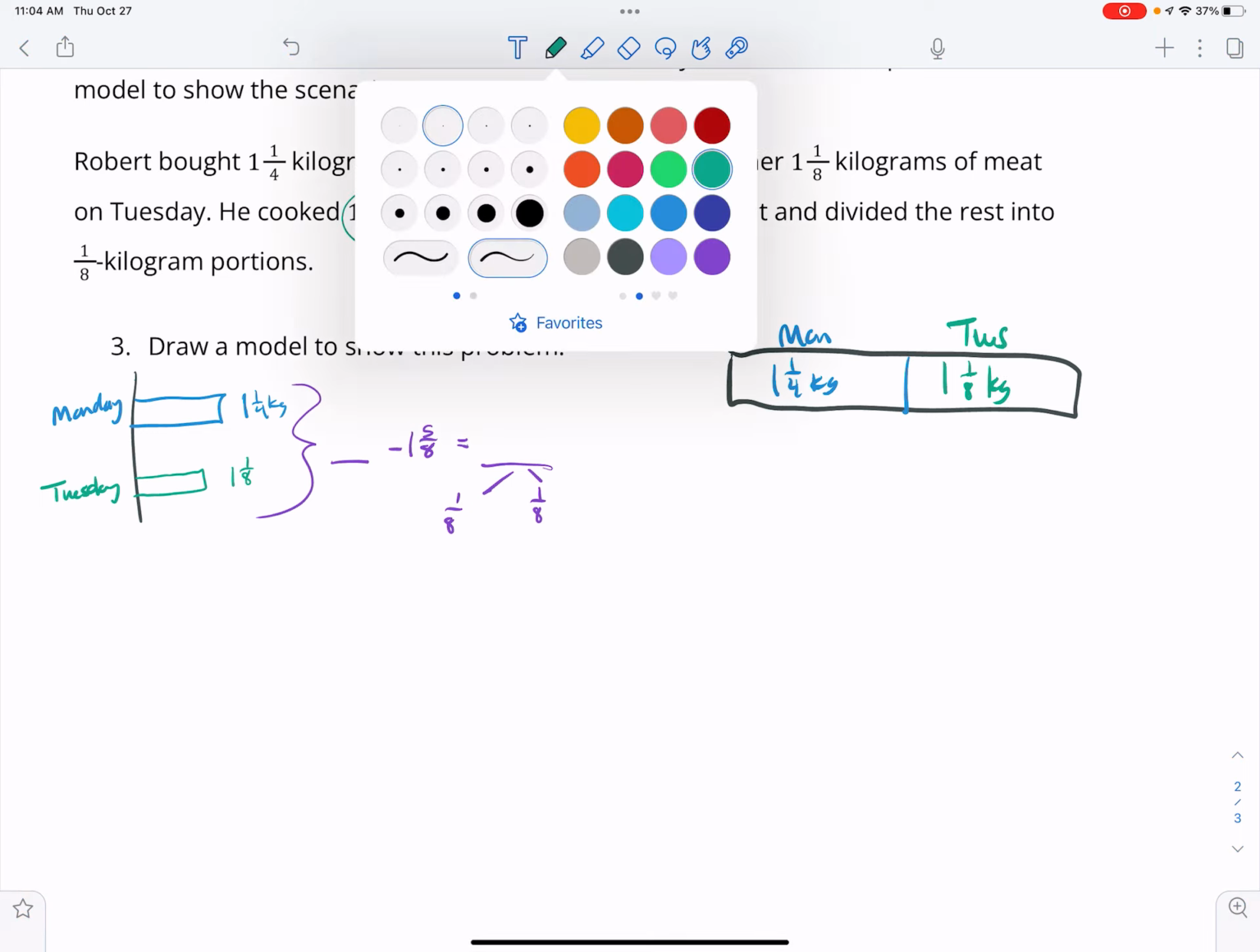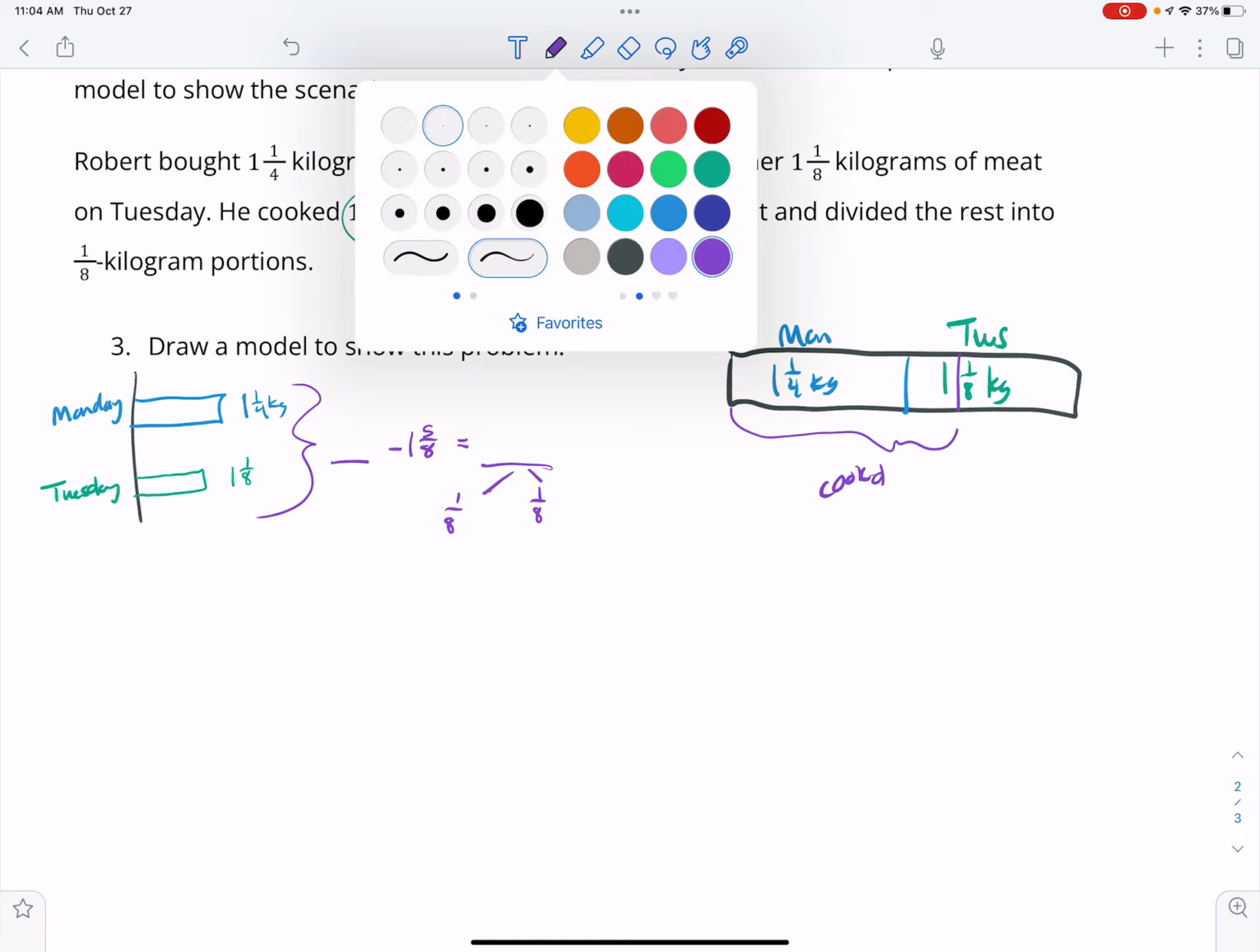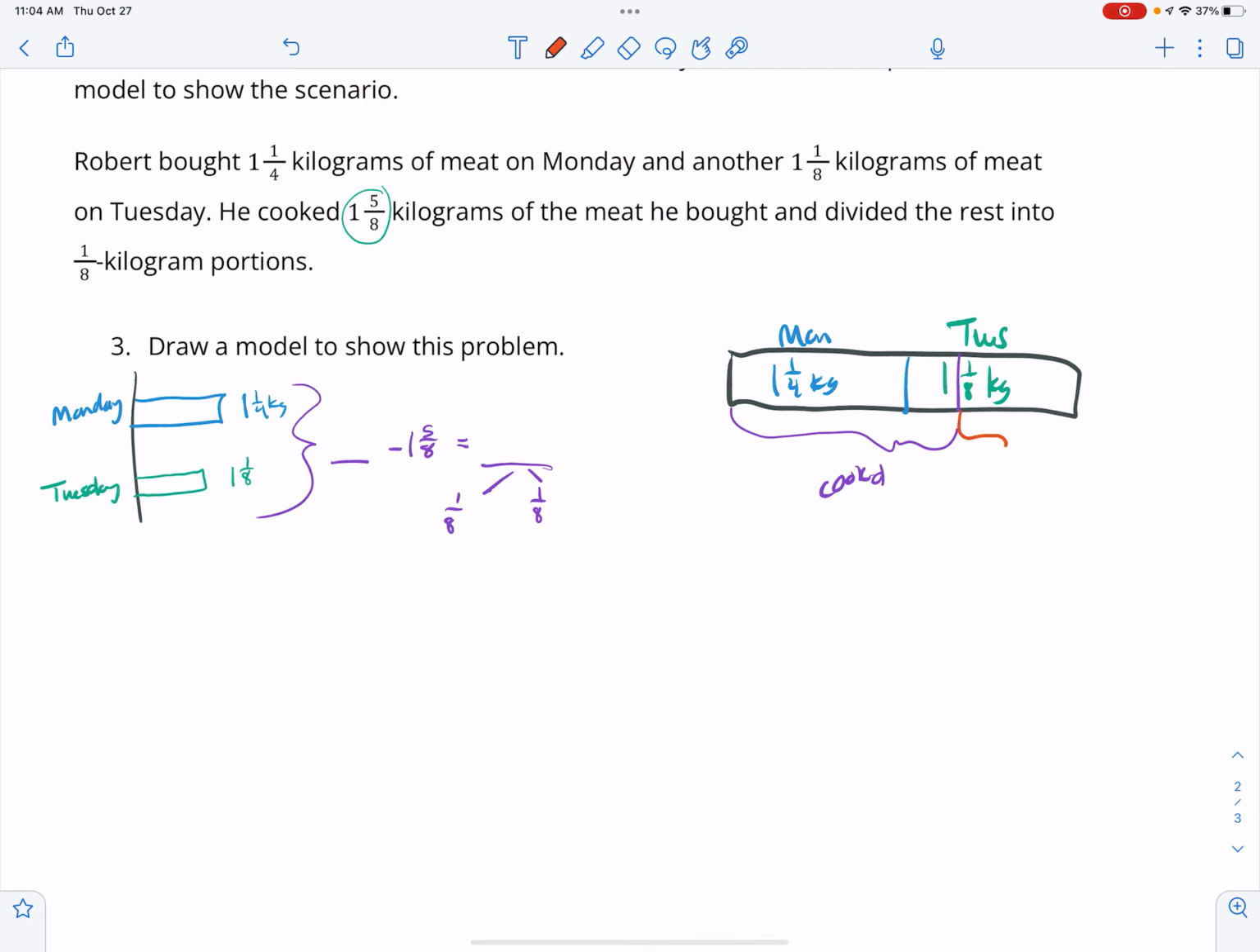And then we know he cooked a purple amount. So he cooked 1 5/8, which is going to be, we know it's a little bit more, up to here-ish. And then we know that he divided up this remaining bit into 1/8 chunks. And so that is the information we know.